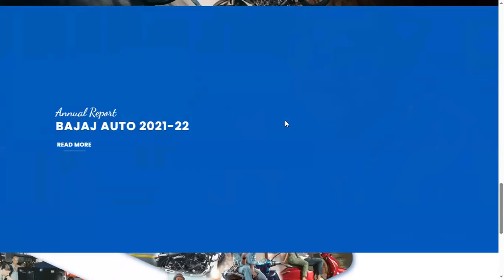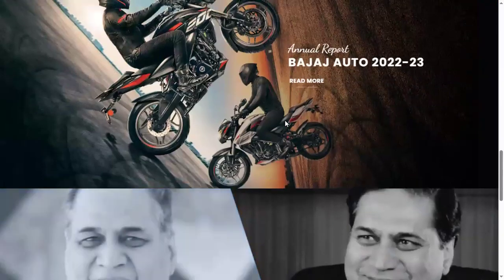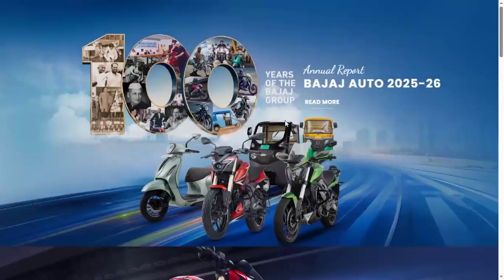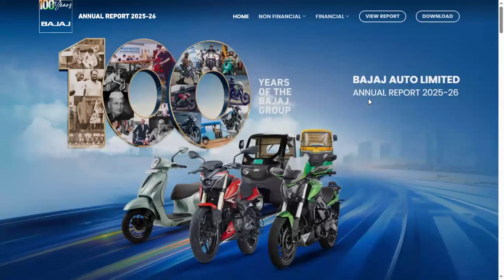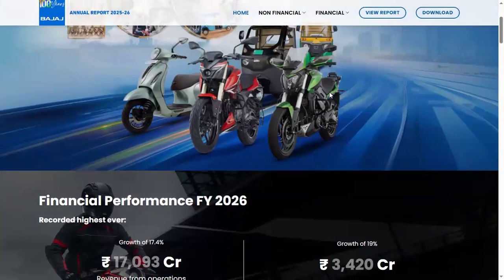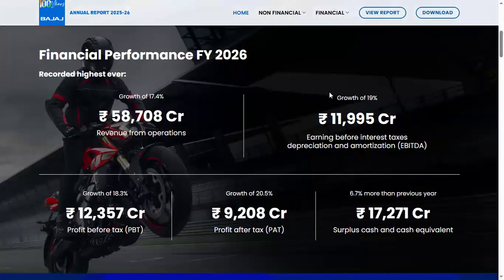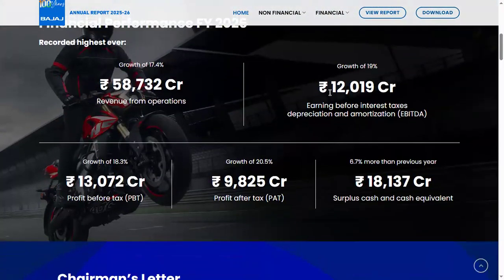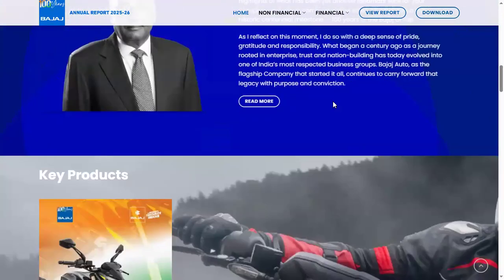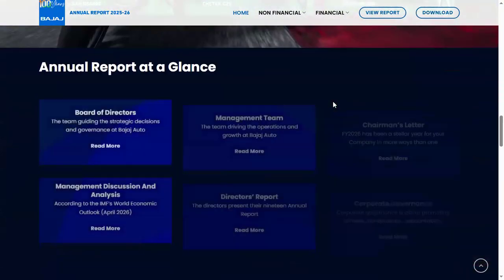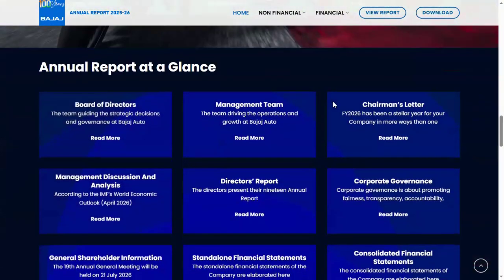So here there are the pictures and so on. I'm just accessing the report. I click read more, and now you can see that the numbers are growing up. They are talking about the growth, about growth in different sectors and so on. Then there is a chairman's letter, key products, and annual report at a glance.